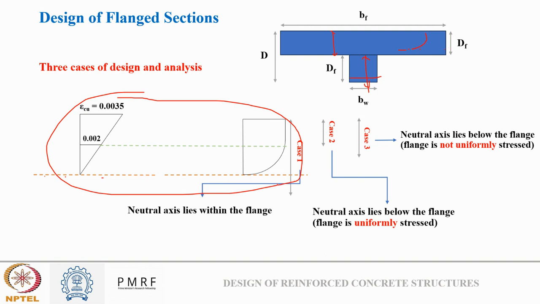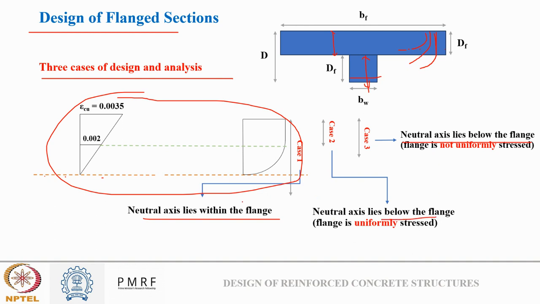Second case is when my neutral axis is lying below the flange, but the uniform stress plot is completely covering the flange. And the third case is when the neutral axis lies below the flange and the flange is not uniformly stressed. Okay, we will see these cases one by one. For now, just remember that when we are designing a flange section, there can be three cases. First case is neutral axis lies within the flange, and in the other two cases the neutral axis lies below the flange.